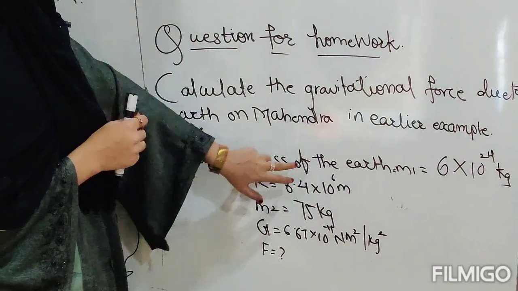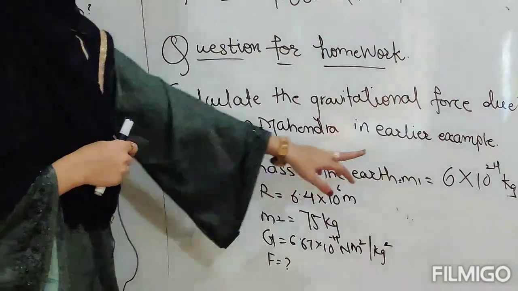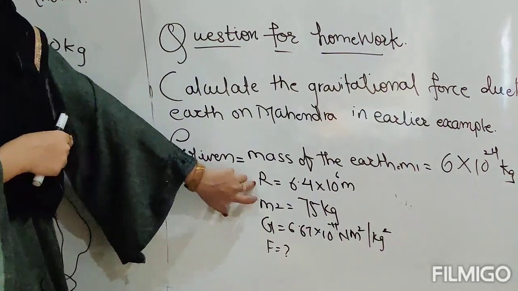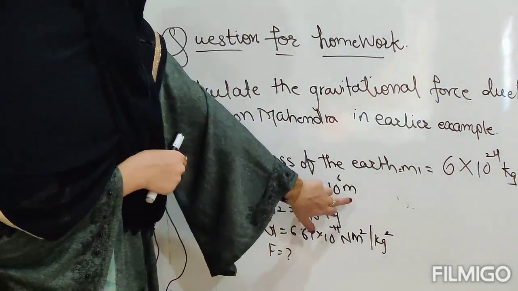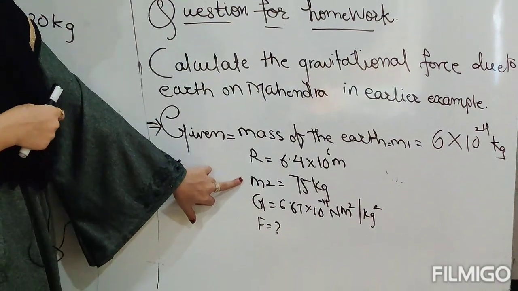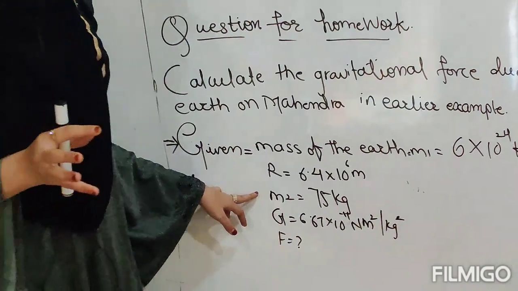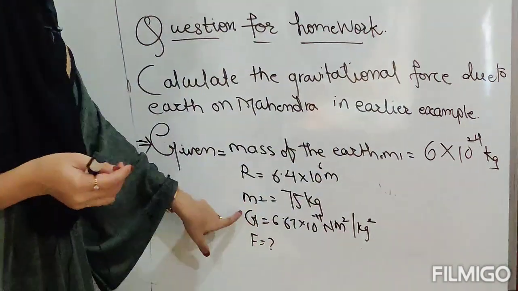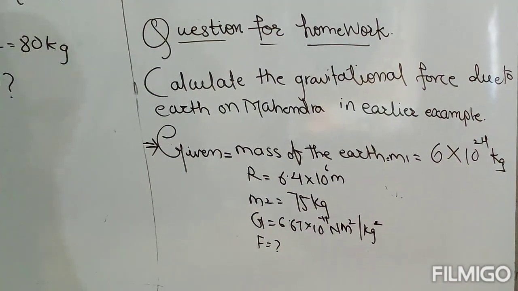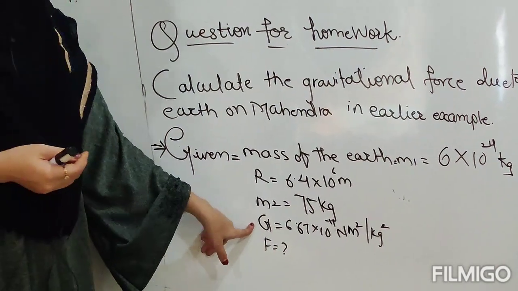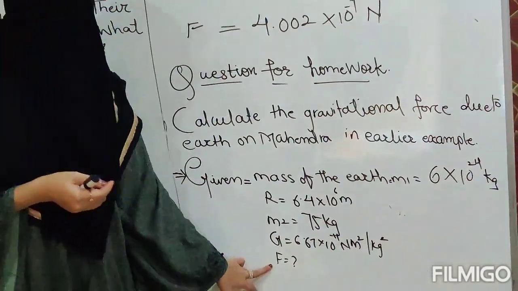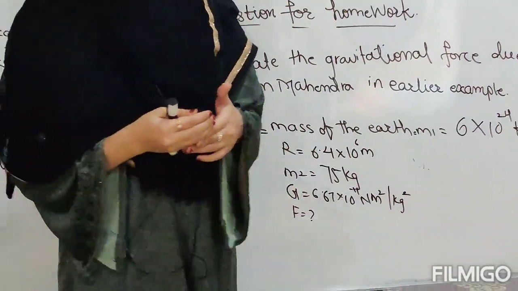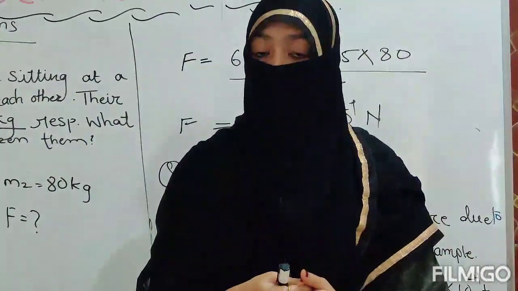So given values here are m1, that is mass of the earth, 6 into 10 raised to 24 kgs. Radius of the earth, 6.4 into 10 raised to 6 meters. m2, mass of Mahendra, because we need to find out the force between earth and Mahendra. Earth's mass, m1, is provided here. Mahendra's mass was provided here, 75 kg. Capital G, we know the value, and we need to find out the force. You know the formula, you know how to put it in the formula, calculate it and solve it. Send me your answers.